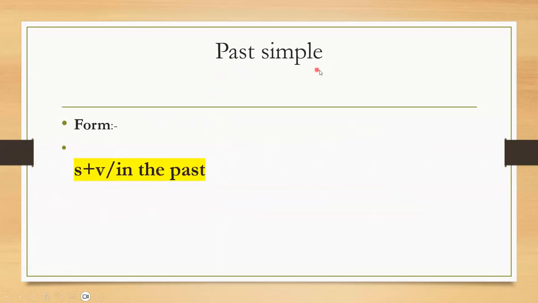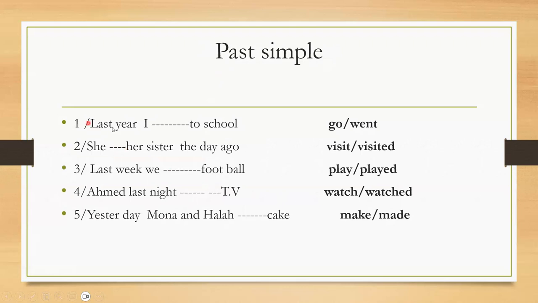And this is the past simple. The form is subject plus verb, and the verb in the past. It is very easy. Okay? Subject plus verb and the verb in the past. Last year, I went to school. Is it go or went? Where is the past here? Yes, this is the past. I went to school.